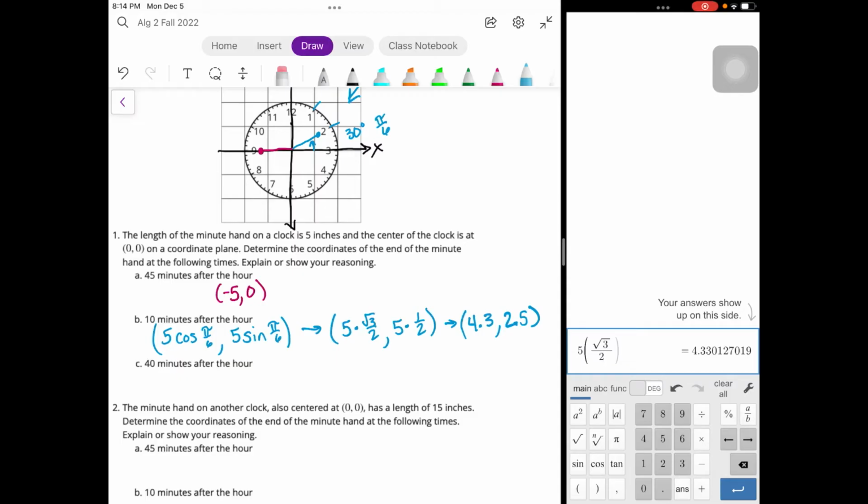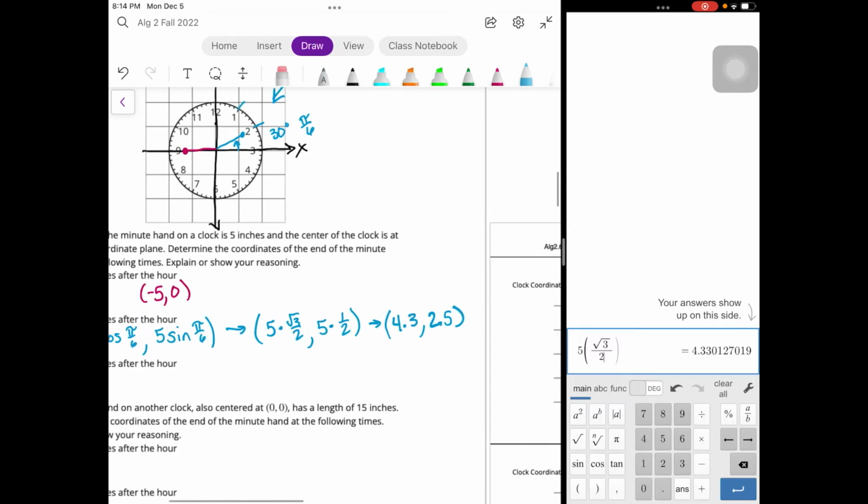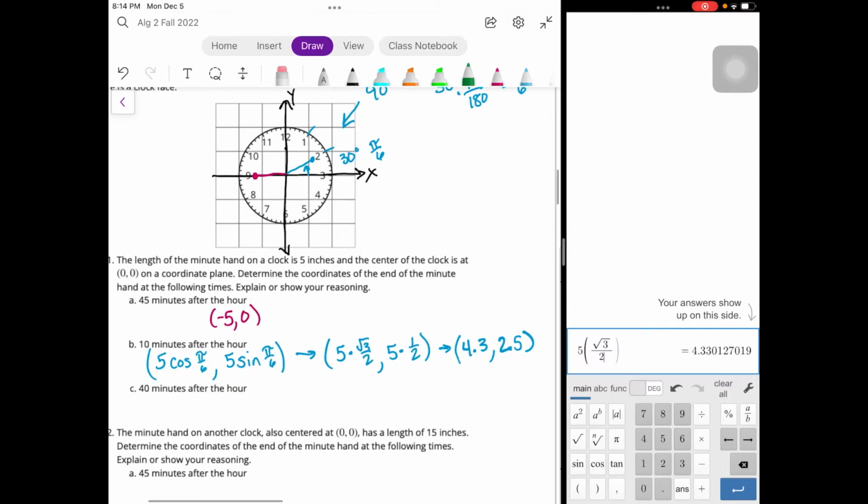40 minutes after the hour. And if you want, you have some extra clocks over here if you don't want to draw them all in the same place. Okay, which I might do here in a minute. All right, 40 minutes after the hour. So 40 minutes would be here at the 8, right? And so that would be 5 times the negative cosine of pi over 6, and 5 times the negative sine, because we're in the third quadrant, so they're both going to be negative there.